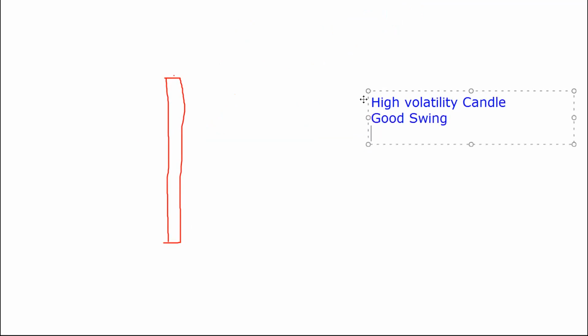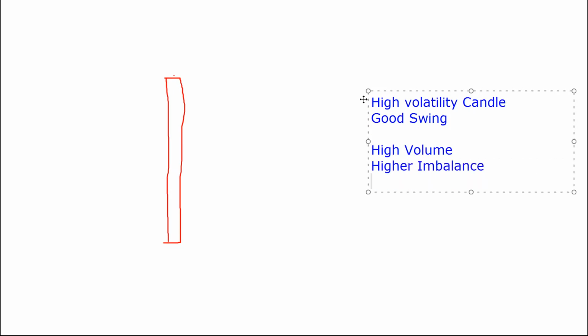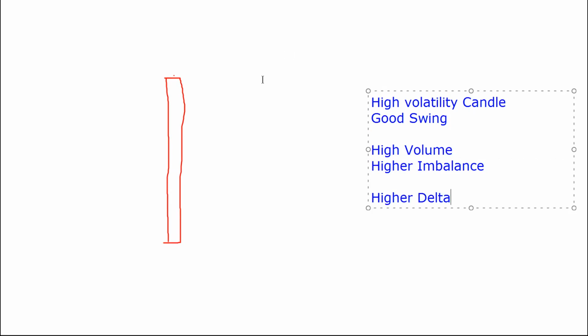Say that we have a high volatility candle, and we have a good swing. And let's say volume is also high in this transaction, with higher imbalance. At the same time, let's say the candle is also running through a higher delta value. So in such a case, let's say the imbalance is coming in this zone.